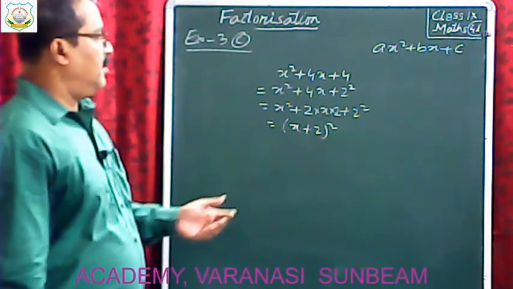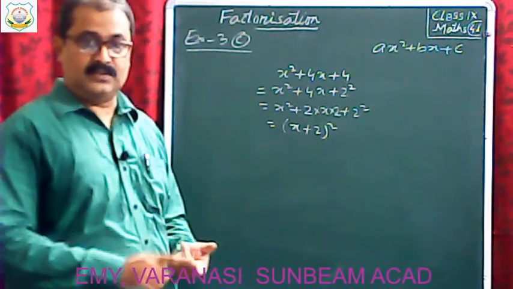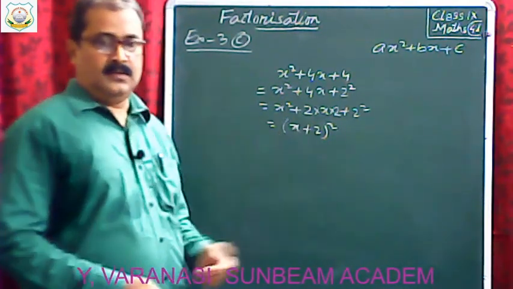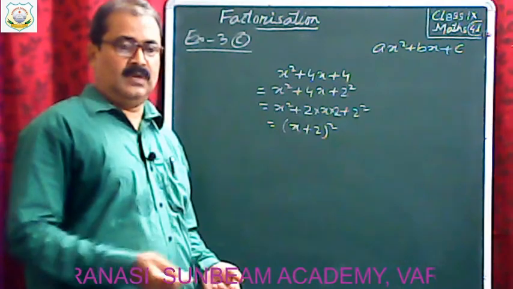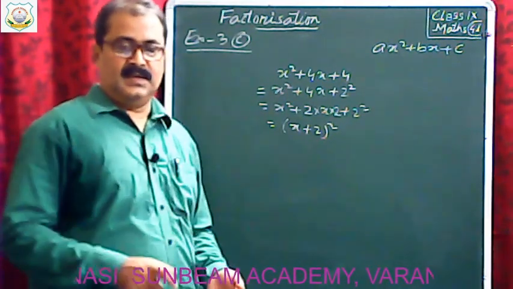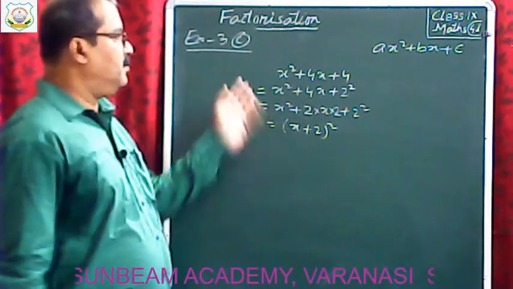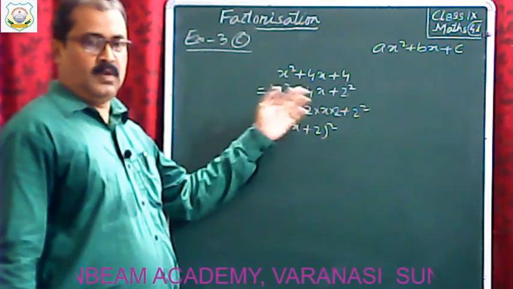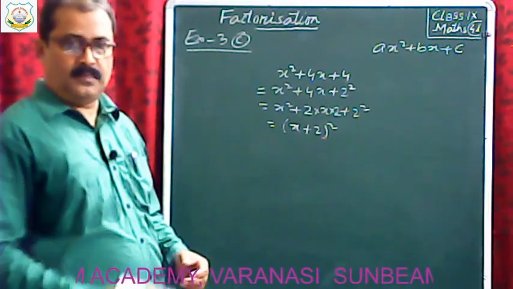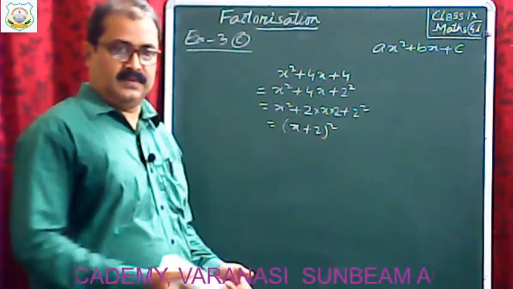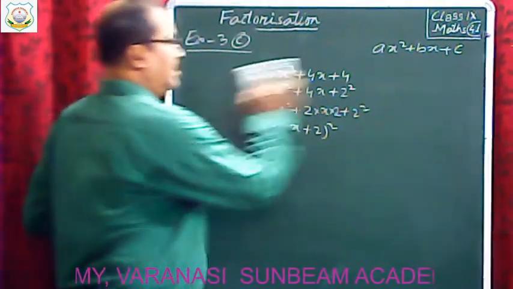Suppose a quadratic trinomial is given which is not following any identity, meaning not following a square plus b square plus 2ab or a square plus b square minus 2ab. Then we have to follow another process known as splitting of the middle term. Clear? If out of 3 terms of a quadratic polynomial, 2 are perfect square terms and the third term is a combined term, then we follow the algebraic identity. If not, then we follow another method known as splitting of the middle term. Clear?